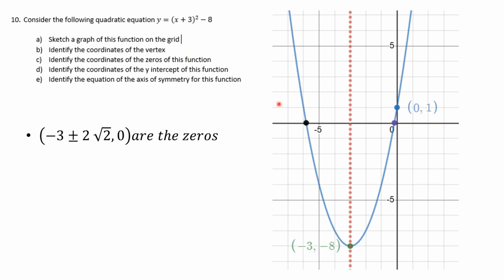Identify the coordinates of the zeros, and the zeros are going to be minus 3 plus or minus 2 square root of 2 comma 0. There are 2 zeros, and so you should come up with both of those. The y-intercept we talked about was 0, 1. I guess we didn't talk about it, but now we did. And the axis of symmetry is x is equal to minus 3. So 2 points each for those.